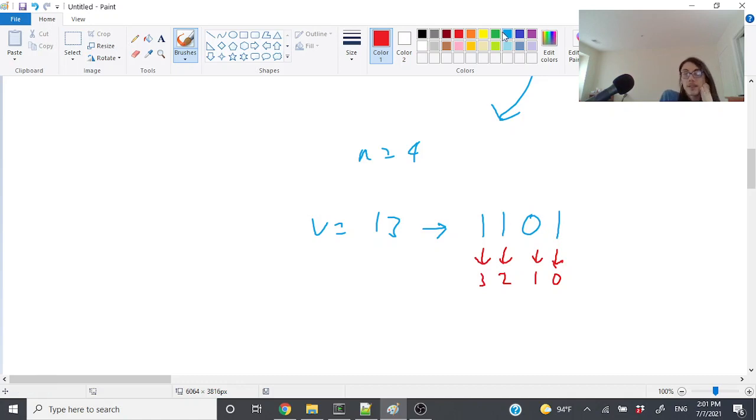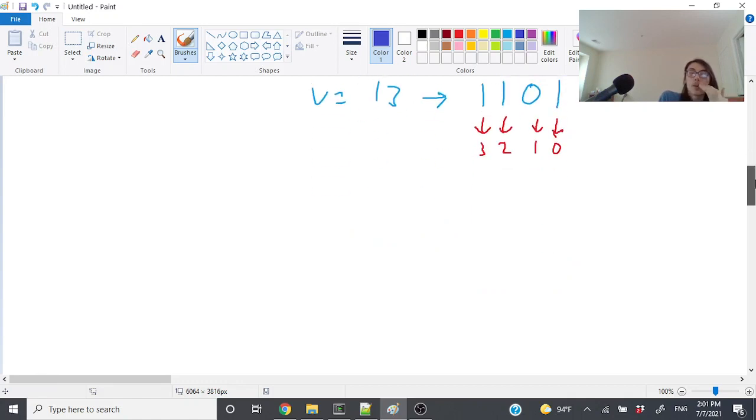So this is bit 0, this is bit 1, this is bit 2, and this is bit 3. And then the color we give it is the XOR of the positions of the bits that are 1s. So for example here, it has 1 here, 1 here, and 1 here. So this gets the color of 3 XOR 2 XOR 0.